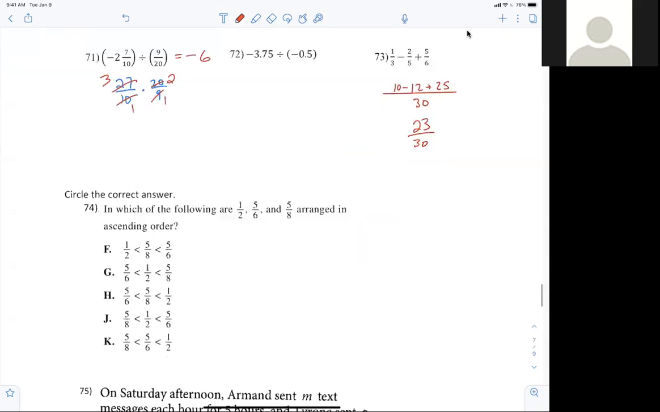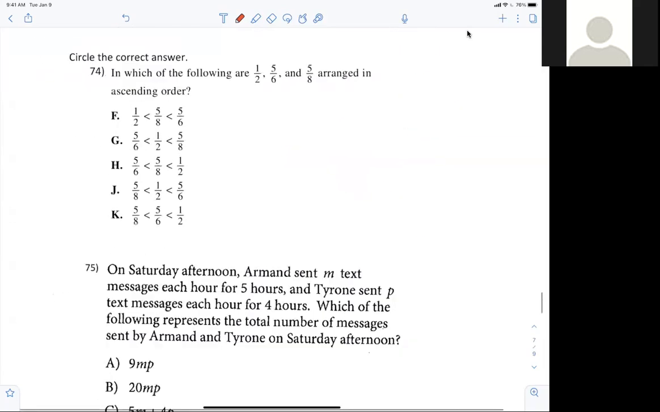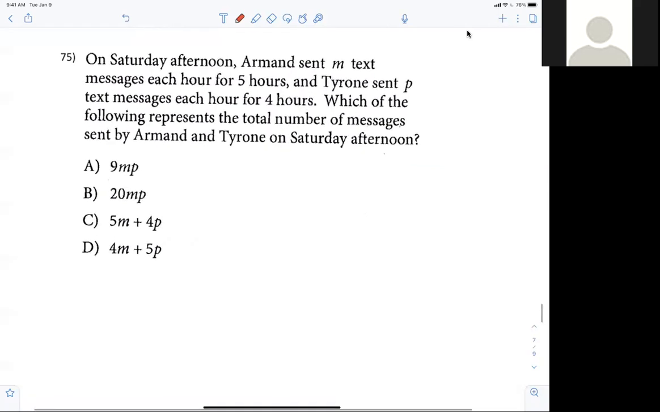All right, Josh. 75. On Saturday afternoon, Armand sent 5 text messages each hour for 5 hours, and Tyrone sent 7 text messages every hour for 4 hours. Which of the following represents the total number of messages sent by Armand? Which one? You're awesome. Thank you. Believe it or not, guys, that's on the SATs. All right, that's embarrassing. That's so easy. All right, that was directly off the SATs.